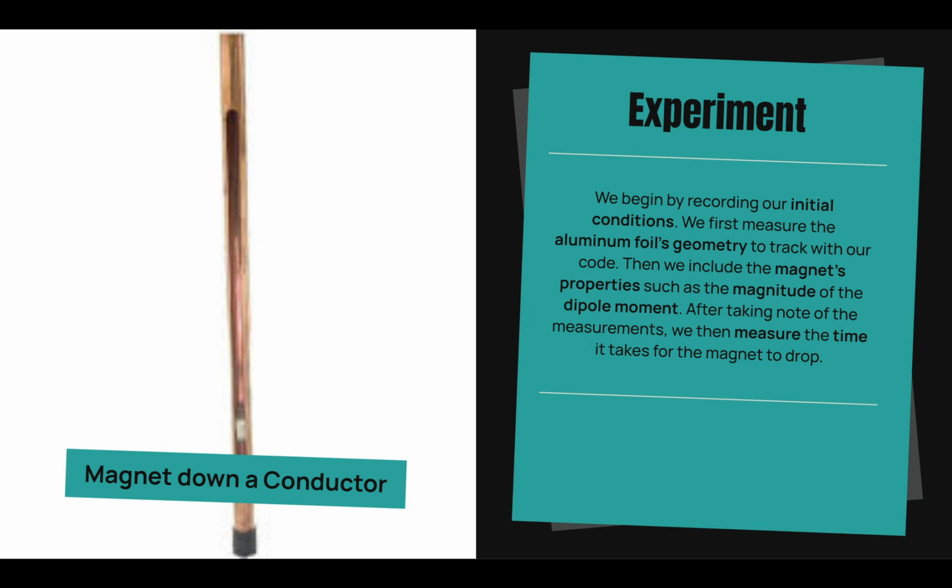Experiment. We begin by recording our initial conditions. We first measure the aluminum foil's geometry to track with our code. Then we include the magnet's properties, such as the magnitude of the dipole moment. After taking note of the measurements, we then measure the time it takes for the magnet to drop.